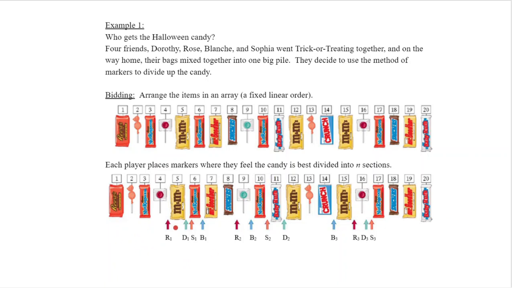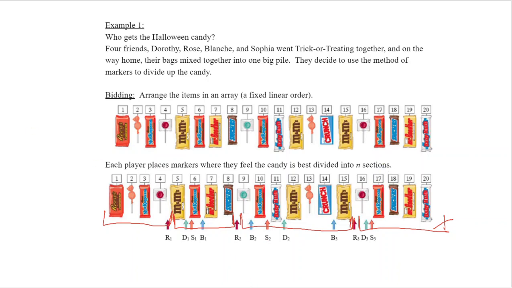So you can see here the red arrows are markers. Looking at Rose's markers, she has this section, 1 through 4, this section, 5 through 8, this section 9 through 15, and then this section 16 through 20. And in her opinion, those 4 sections are worth an equal amount, which means that probably these candy bars in the first 2 sections, because they're a little smaller, are worth more to her than the candy in this 3rd section because there are a lot of items in that section.